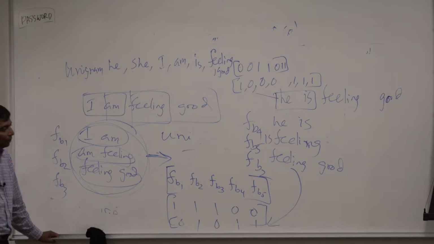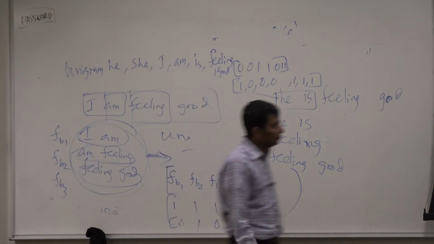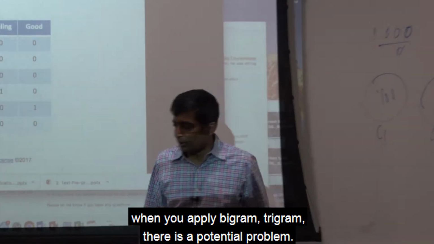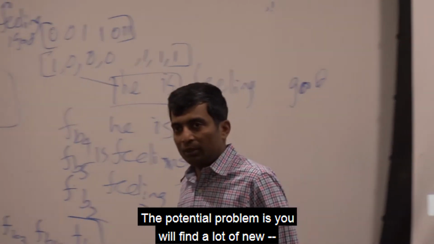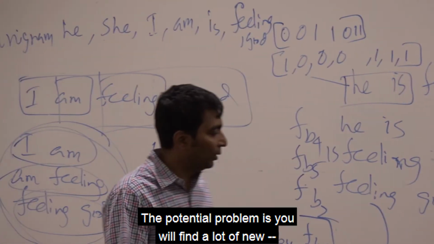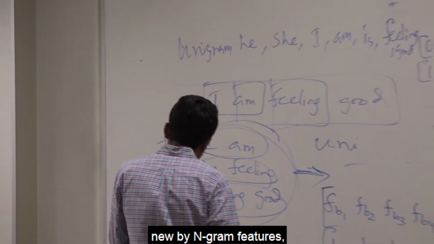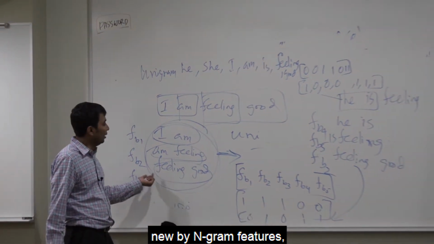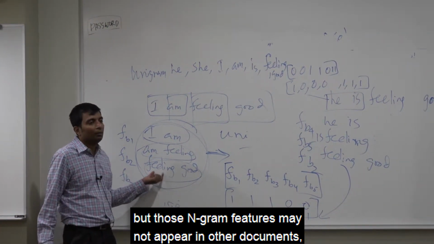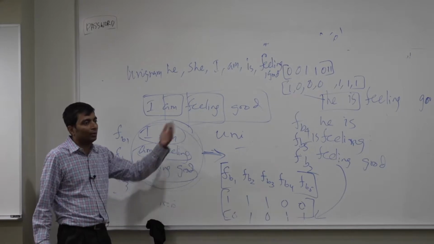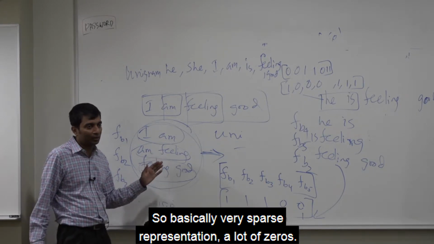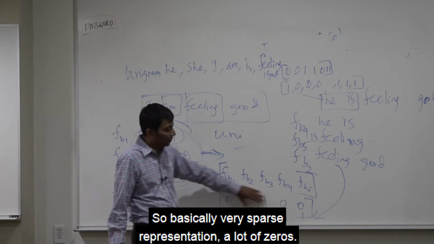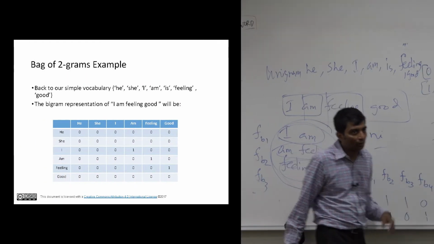So that's one way you can do it. You can see there is a potential problem when you apply bigrams or trigrams. You will find a lot of new n-gram features, but those n-gram features may not appear in other documents. Maybe they appear only in the current document, and that's it. So basically it will be a sparse representation, with a lot of zeros.